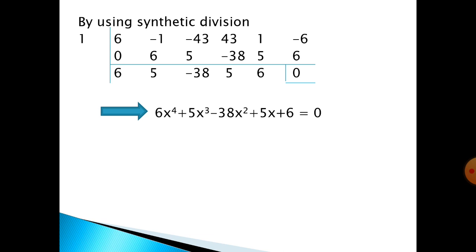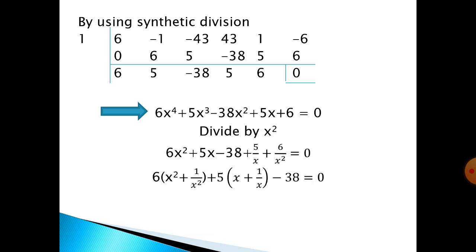So take the center term variable. Here the center term variable is x². Divide the whole equation by x². We get 6x² + 5x − 38 + 5/x + 6/x² = 0. On comparing first and fifth term, second and fourth term, we write 6(x² + 1/x²) + 5(x + 1/x) − 38 = 0. Take this equation as the first equation.